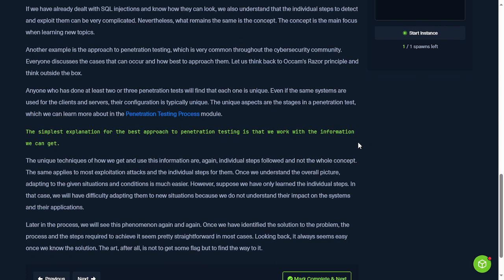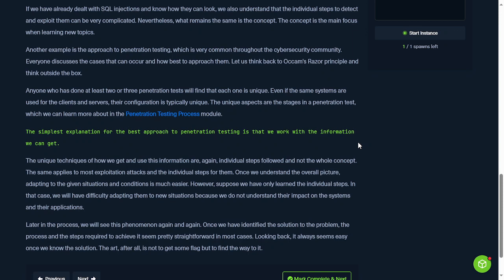If we have already dealt with SQL injections and know how they can look, we also understand that the individual steps to detect and exploit them can be very complicated. Nevertheless, what remains the same is the concept. The concept is the main focus when learning new topics.